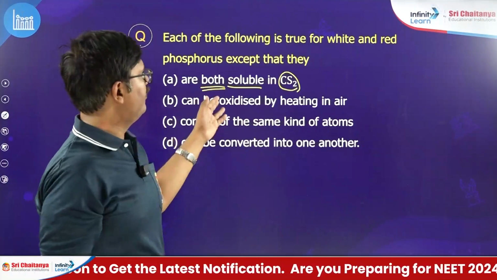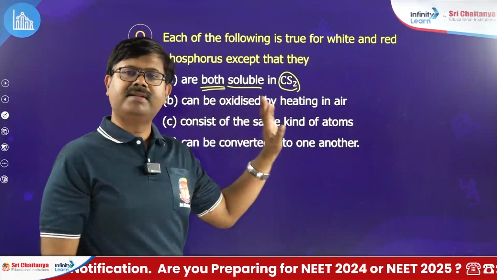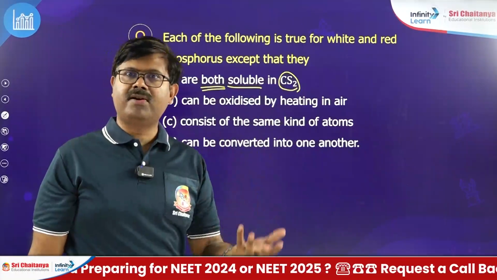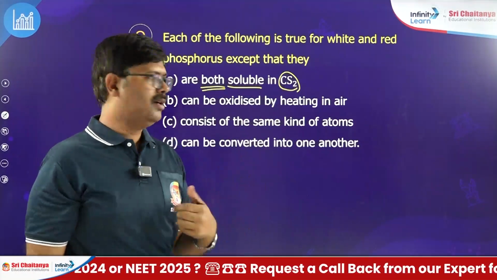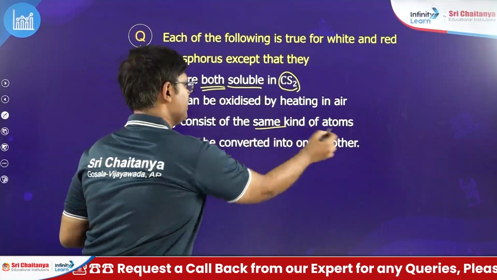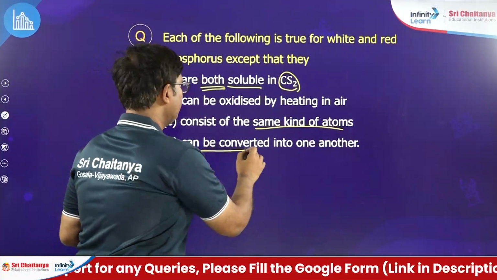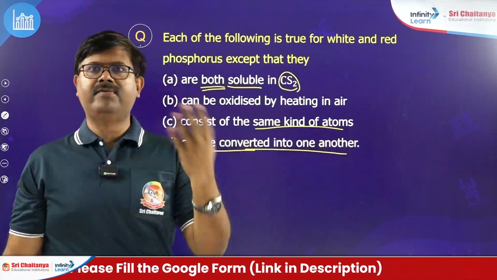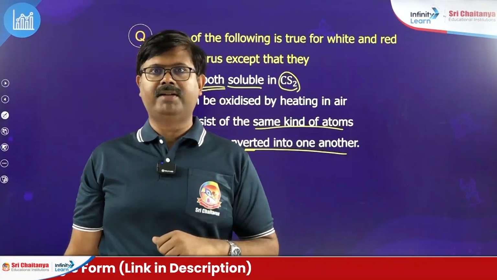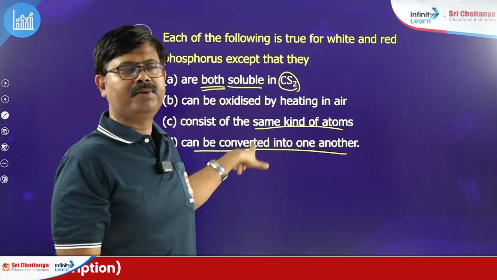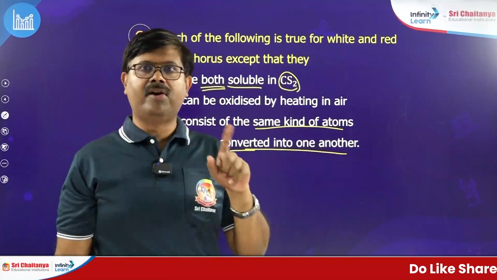And other cases all work for white and red, both will get oxidized in air, both will form phosphorus oxides when you combust in air, and both have same kind of atoms, that is phosphorus only, and one can be converted into other, white to red phosphorus is possible to convert. Therefore, these 3 are correct options. First one is the only wrong option.